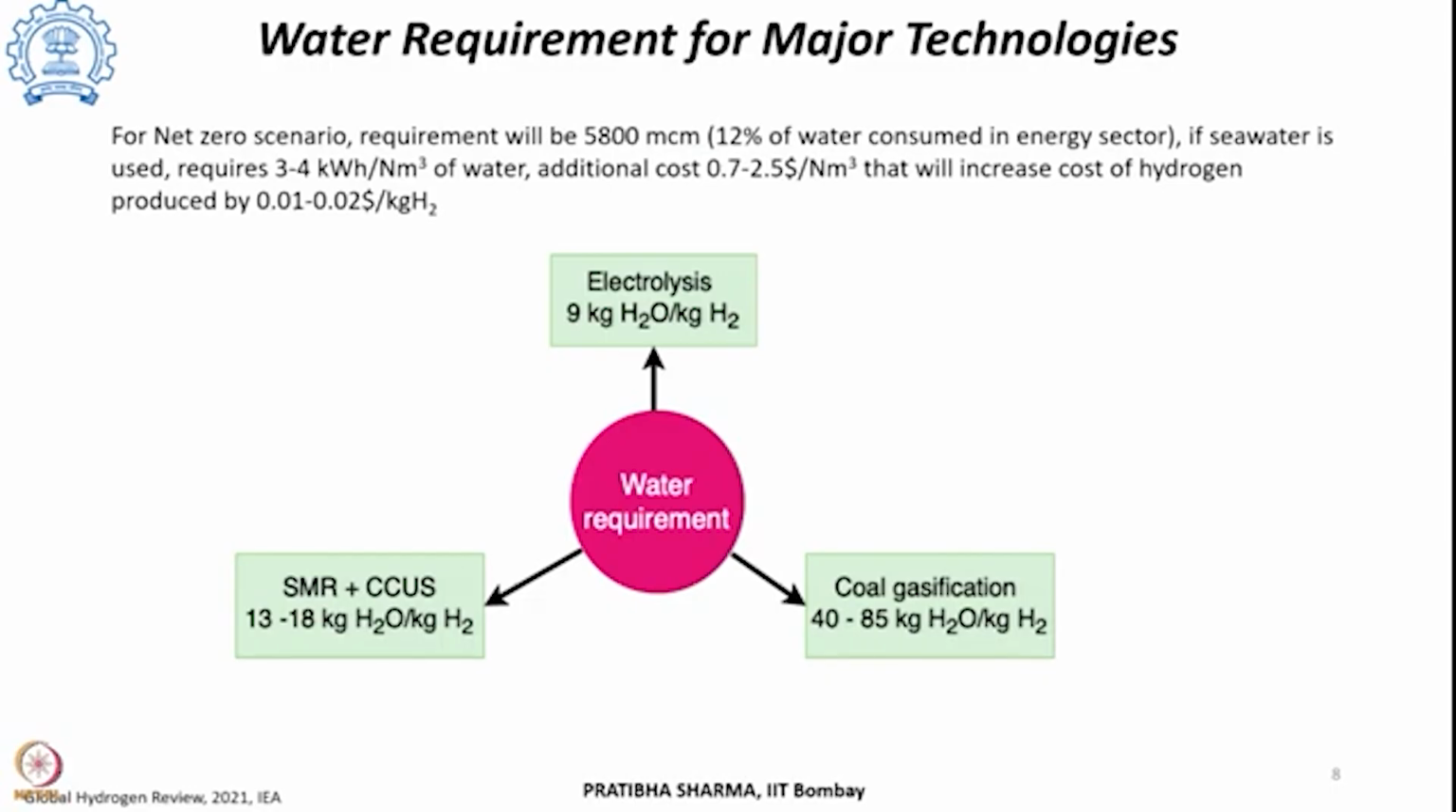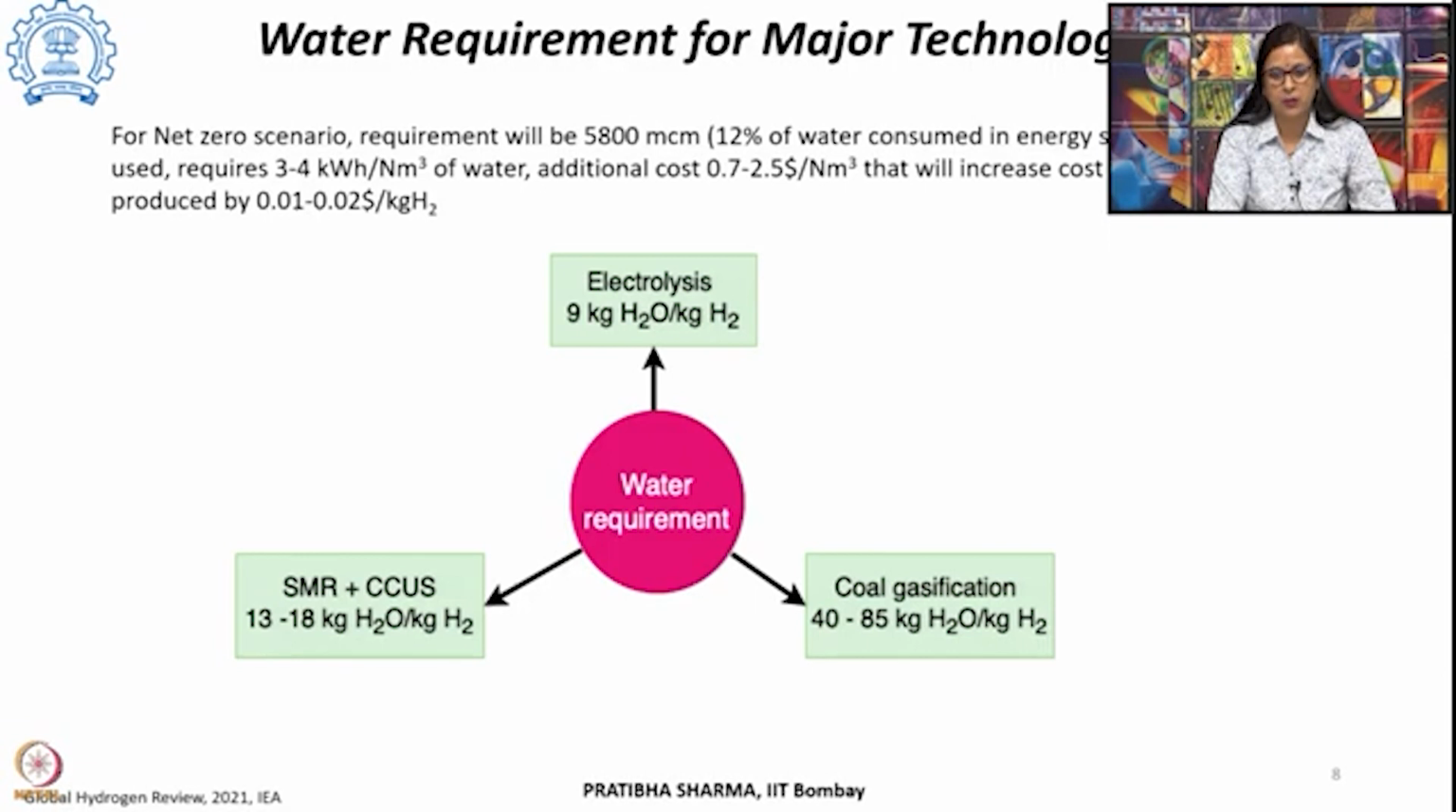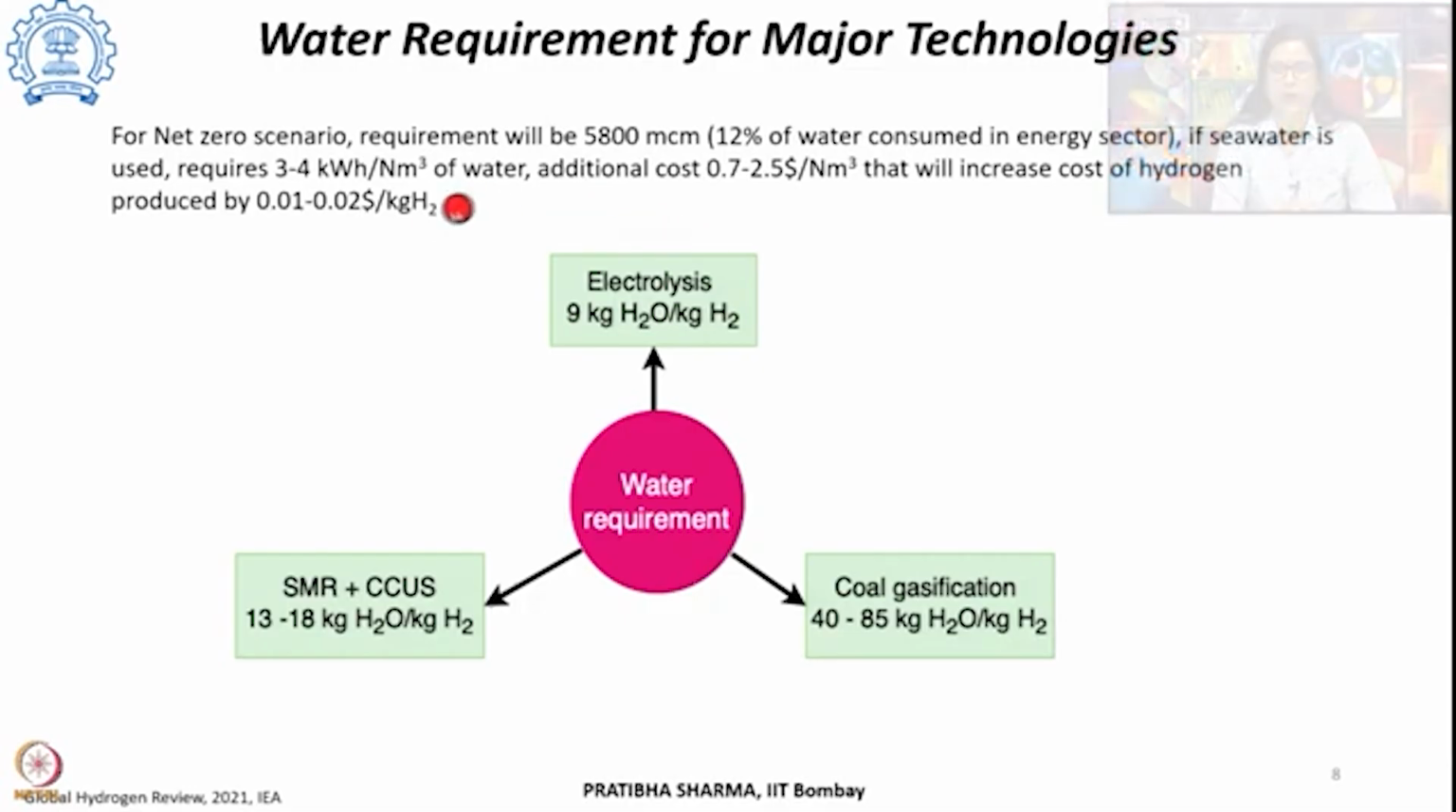It is also possible to use sea water, because most places which are water deficient may not be able to meet this much requirement of water. In that case, sea water can be used through the reverse osmosis desalination method, which will require 3 to 4 kilowatt hour per normal meter cube of water, and that could add an expense of 0.7 to 2.5 dollars per normal meter cube, and there will be a marginal increase in the cost of hydrogen produced. In that case, the cost of hydrogen will increase by 0.01 or 0.02 dollars per kg of hydrogen.